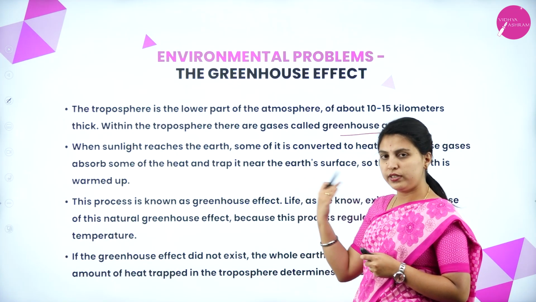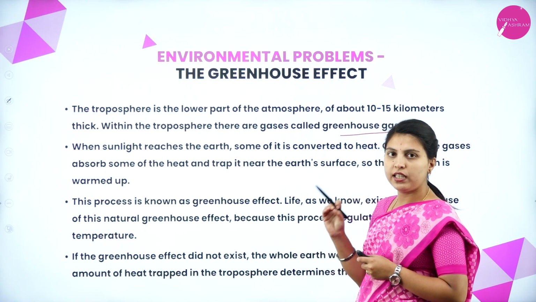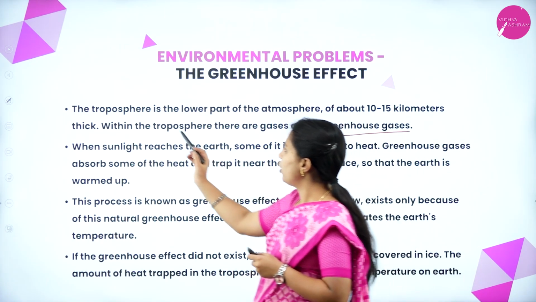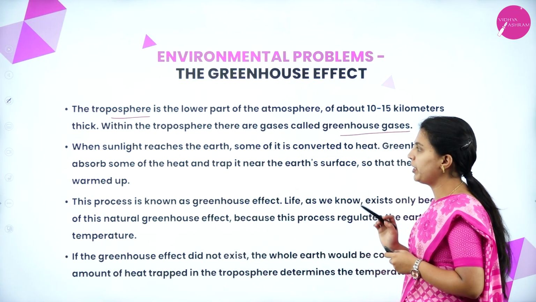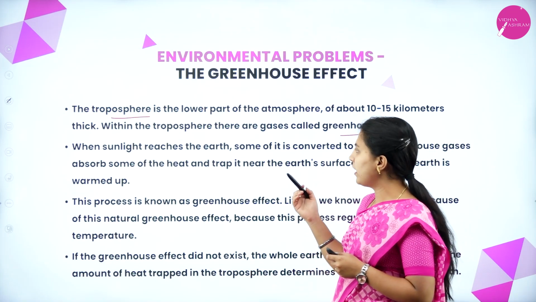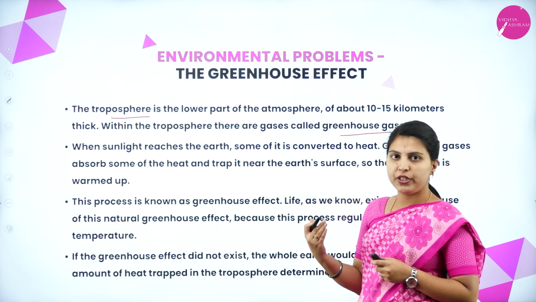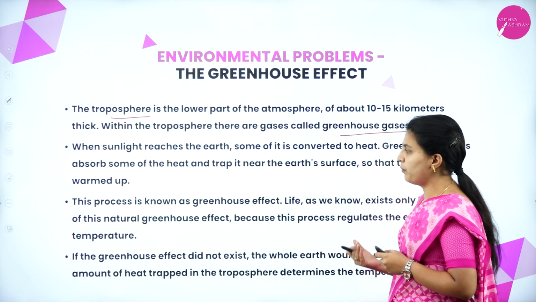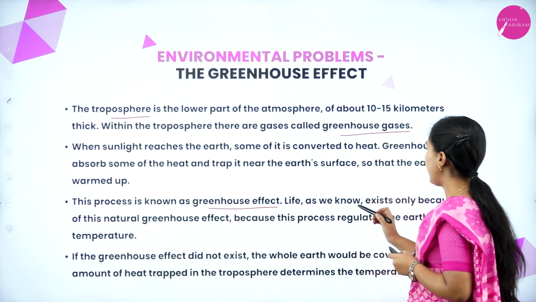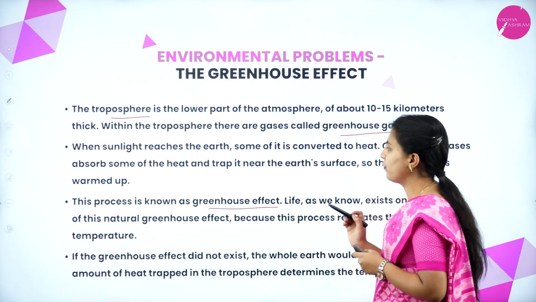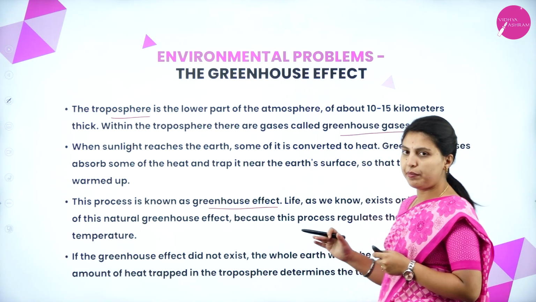Outside the earth, a layer about 10 to 15 kilometers thick is formed, which is called the troposphere. Within the troposphere, greenhouse gases are present. When sunlight reaches the earth, it penetrates through the troposphere, so that the earth gets warmed up. This is known as the greenhouse effect. Life as we know it exists only because of this natural greenhouse effect, because this process regulates the earth's temperature.